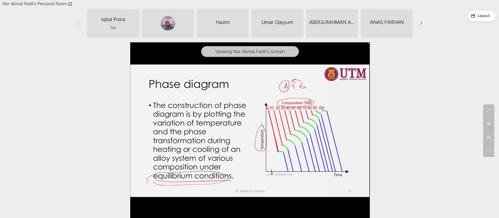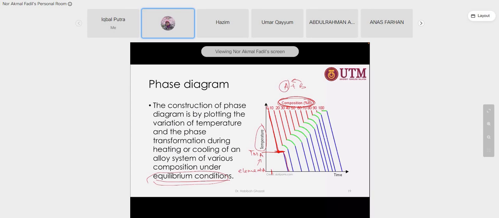So for the alloy, when you mix the alloy with zero B concentration, you can see the horizontal line. This is the melting temperature of A, because there's no B, right? This is element A. Melting temperature. So 0% B, this is the percentage of B. Look at this, 0% of B.